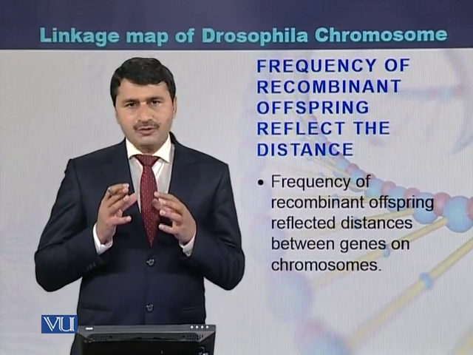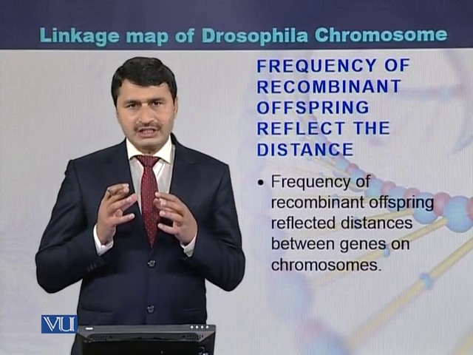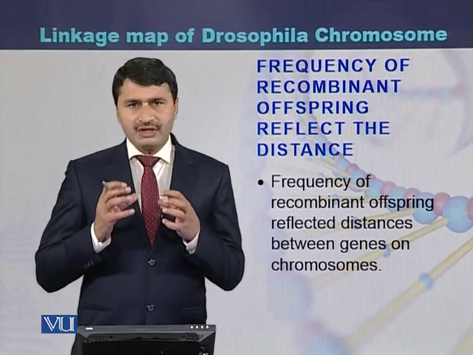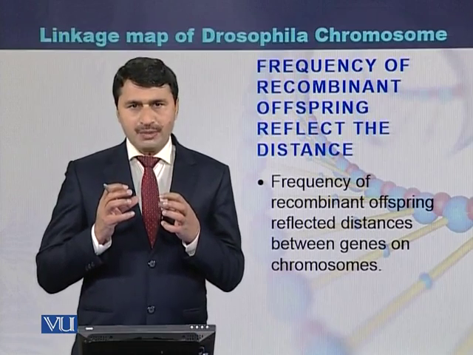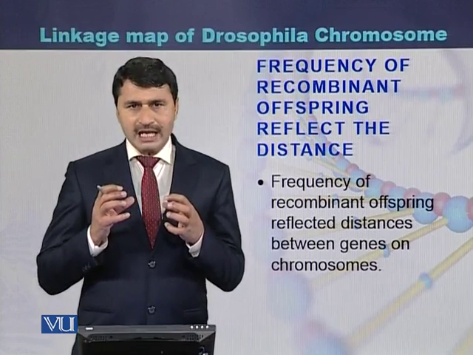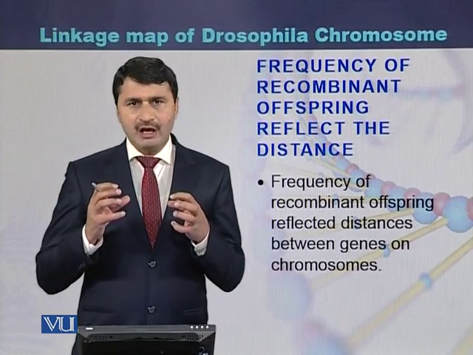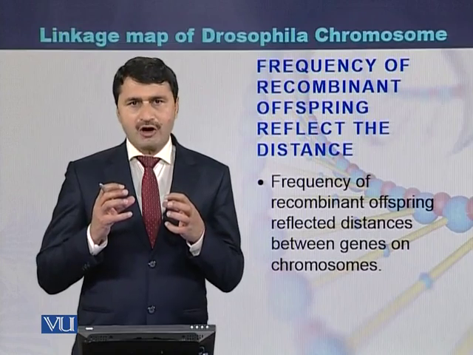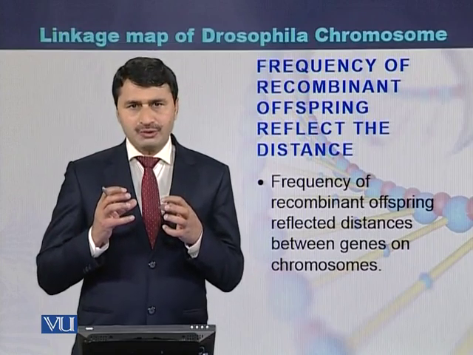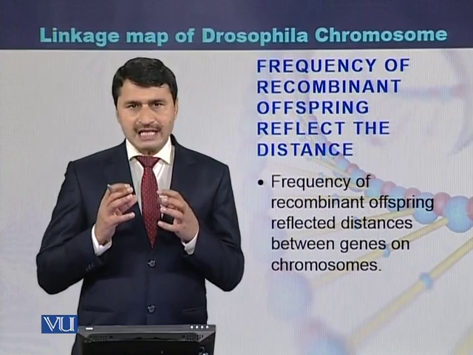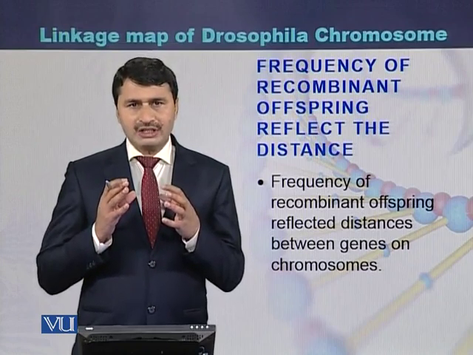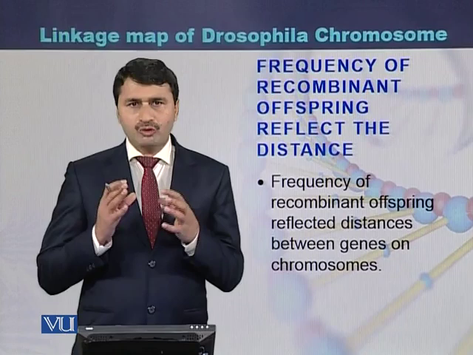The frequency of the offspring produced in a test cross shows that if the frequency of the recombinant offspring is higher, it means the genes are far from each other, while if the frequency of the offspring produced in a cross is less, it means the genes or the genetic markers are closely placed.